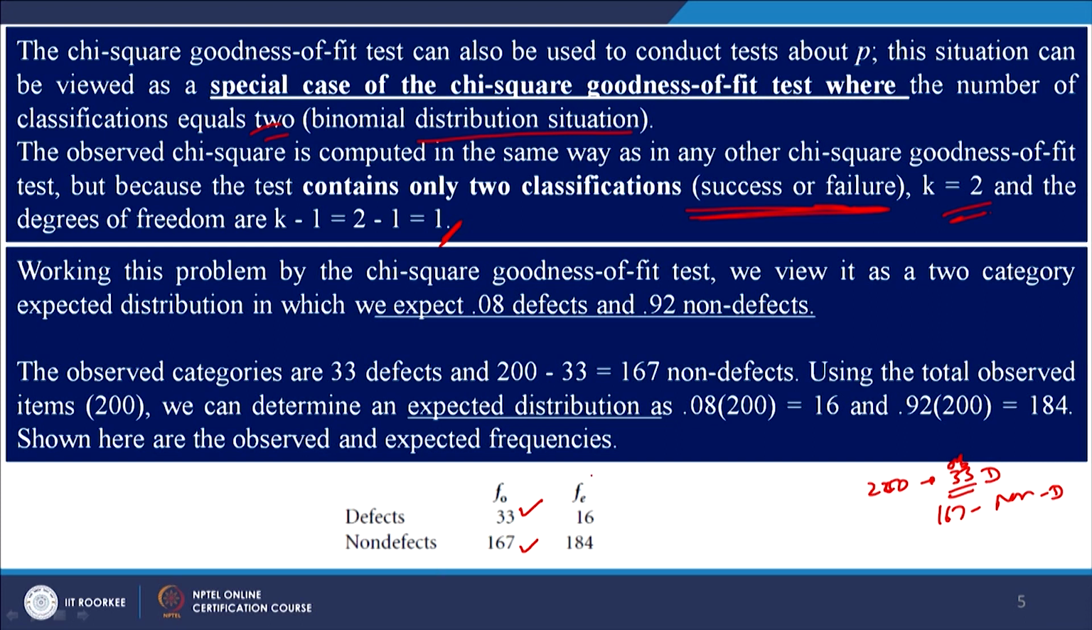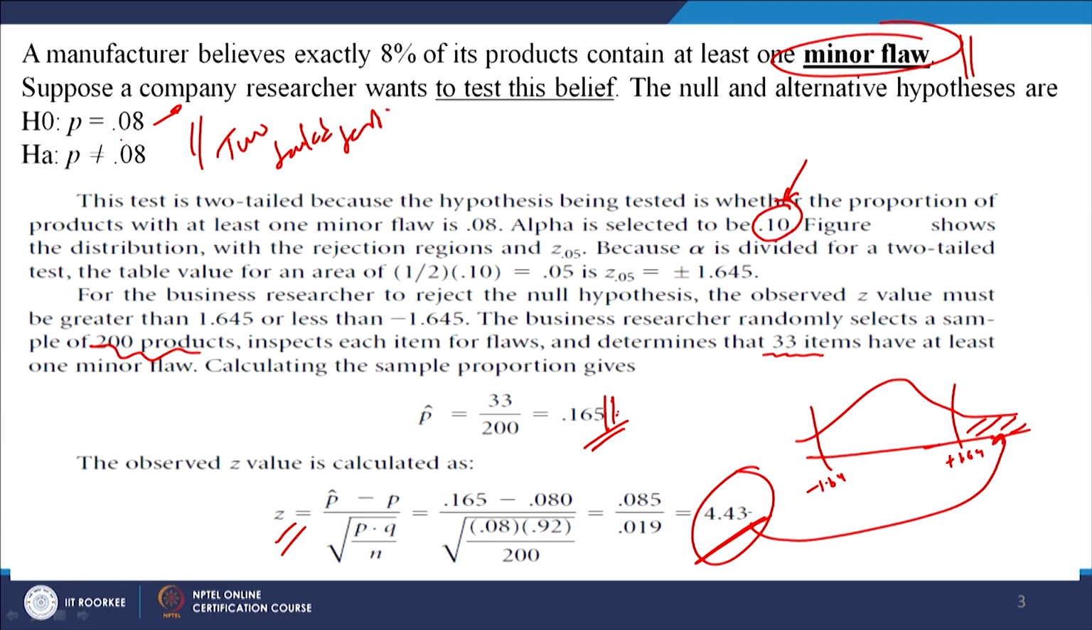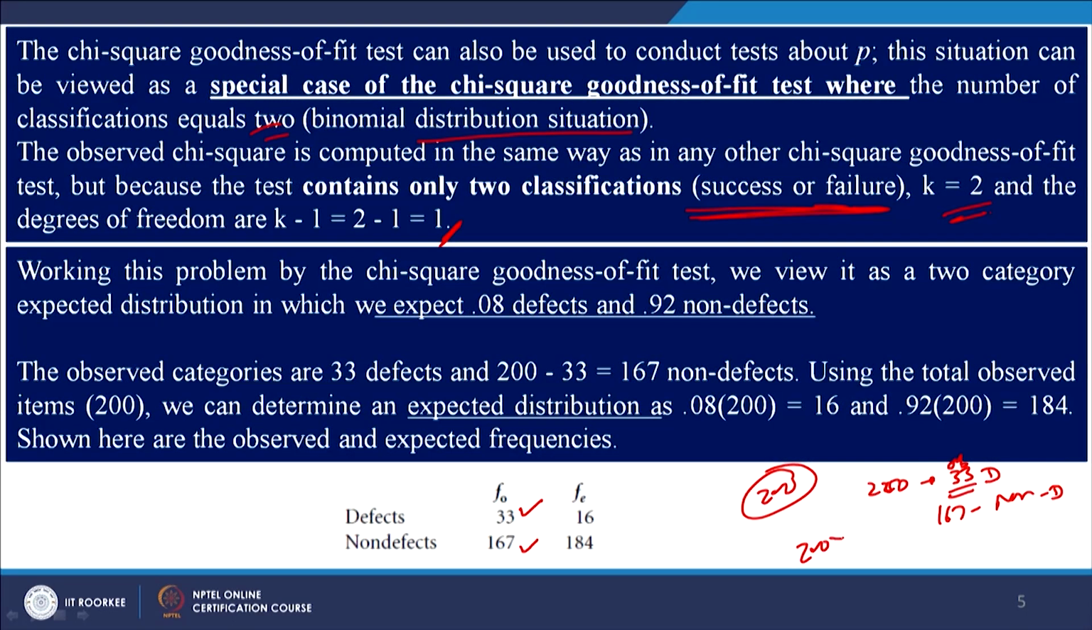How do we get the expected frequencies? Since we know the sample size is 200 and our assumption about the population parameter is 0.08, just multiply 200 and 0.08. It comes out to be 16. So, 16 are defective, and when 16 are defective, 184 are non-defective, since it is 200 minus 16. So, you now have the observed frequencies and the expected frequencies.